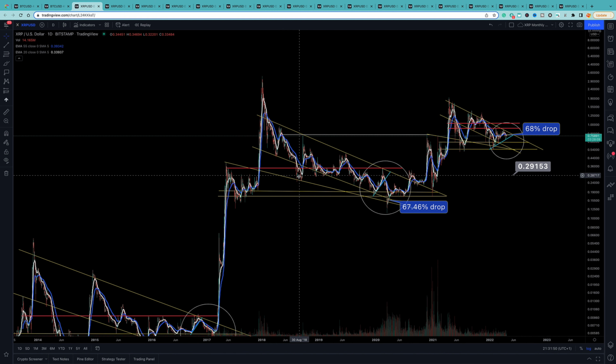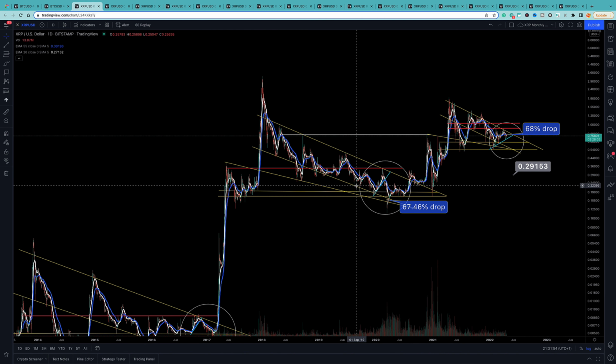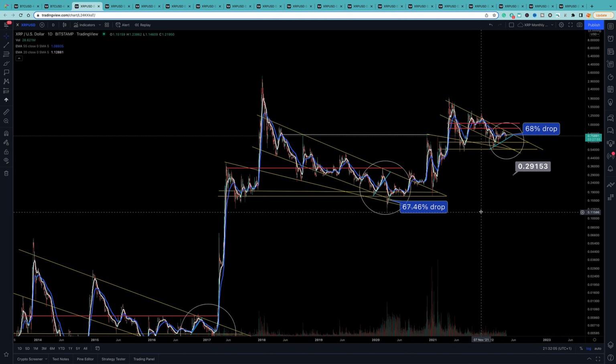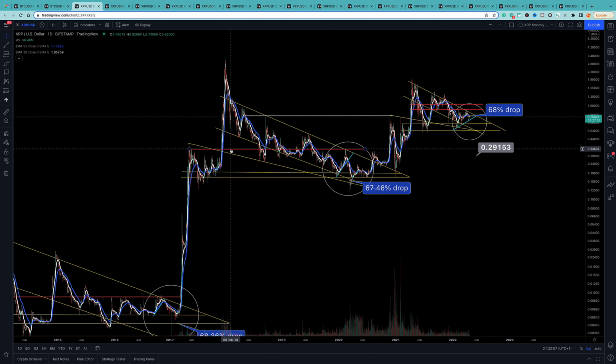So 1, 2, 3, 4, 5. Either one of these 5, because there's 6. There's that final dump, 7, and then up we go. Okay. So now here's the same red line. Here's the support. Here's the resistance.